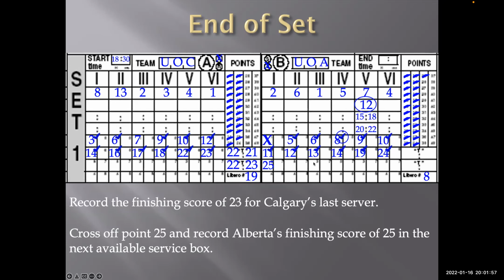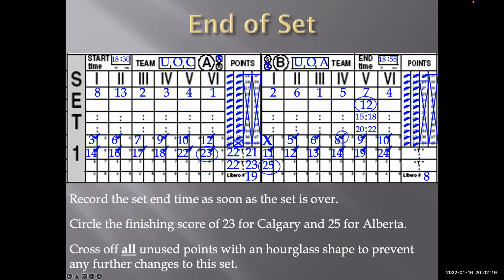So in this case, you would rotate to number 2 going back to serve again, but number 2 doesn't have to serve. So there's no check mark. It's just the number that gets written in to indicate that this set was won on a lost serve. Okay. The last thing you're going to do is circle the final scores in the service rotation. And then you're going to put hourglasses, so an X with the top and the bottom, through the remaining points that were left in the tally.